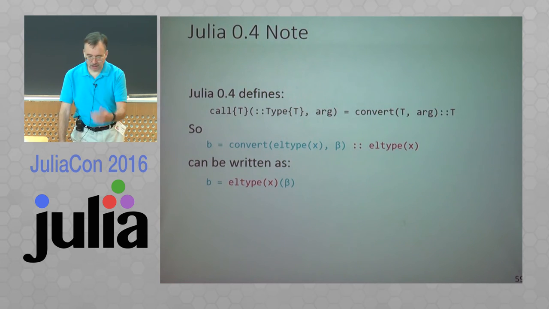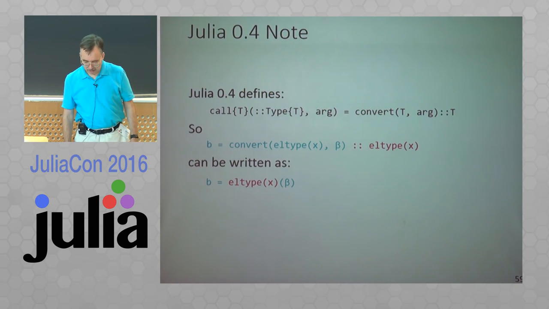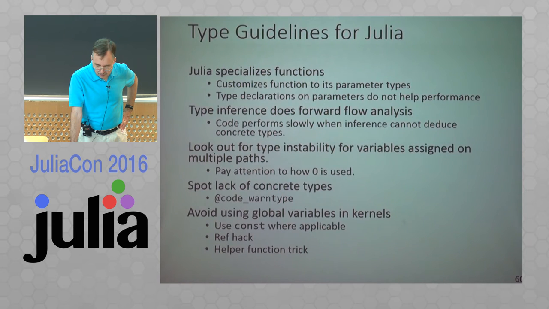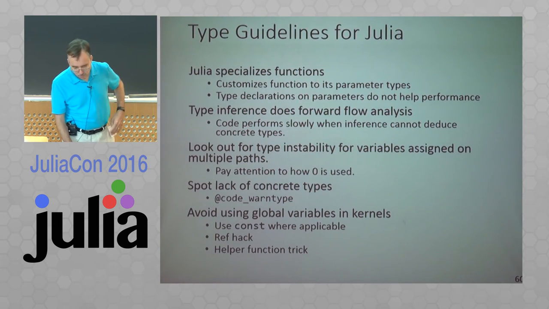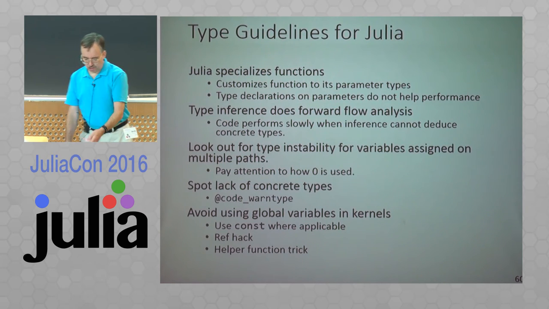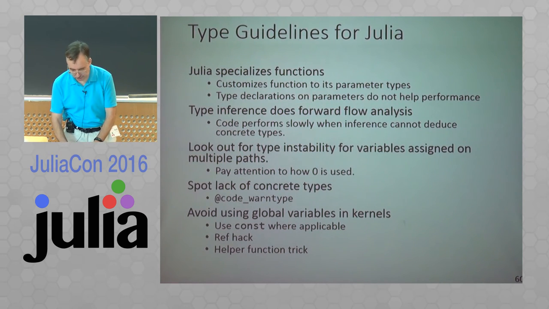Let's say L type. If you call a type with an argument that's the same as the type, then it returns the argument. So element type conversions you can shorten up by writing it just as element type of the argument.